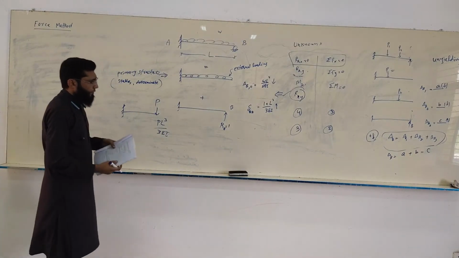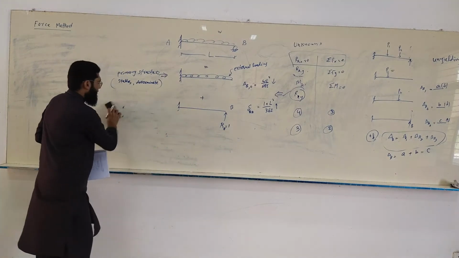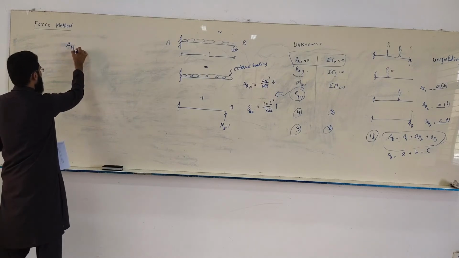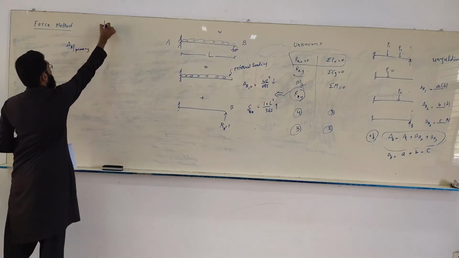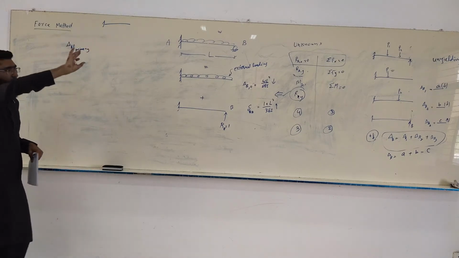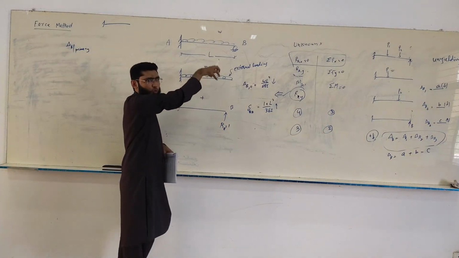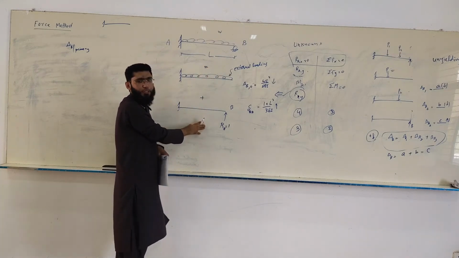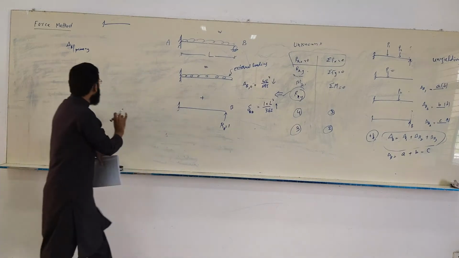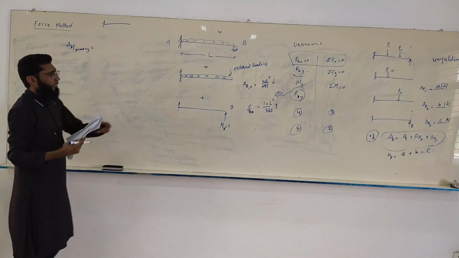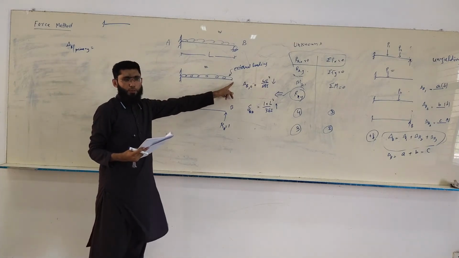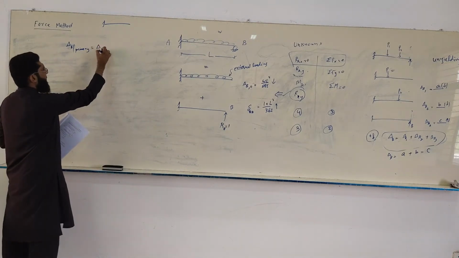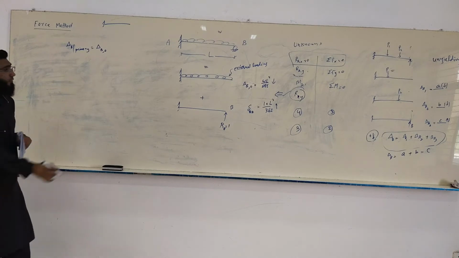Now, if I want to use superposition, I have to work like that. So I would say this is delta B in the primary structure. Okay, the primary structure is something like this. Over here, the primary structure is subjected to the actual applied loading, the external loading, and over here, the primary structure is subjected to a unit value of RB. So delta B in the primary structure would be equal to displacement at B in this beam and displacement at B in this beam.